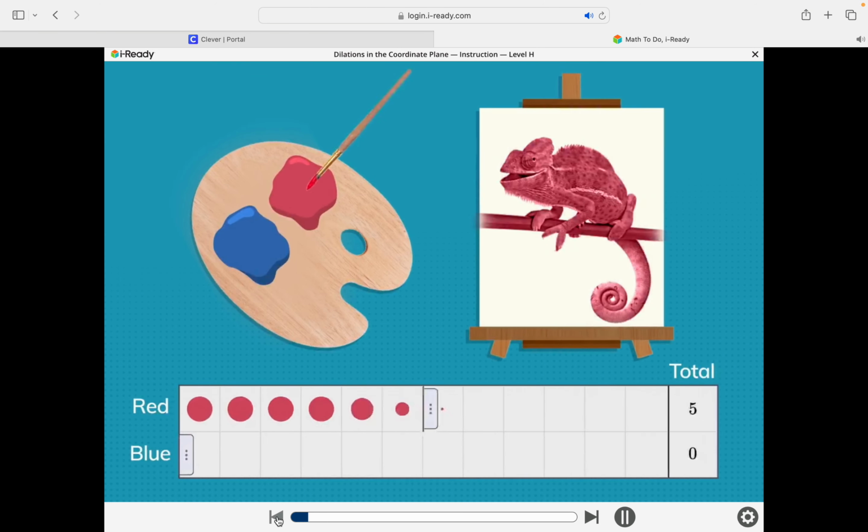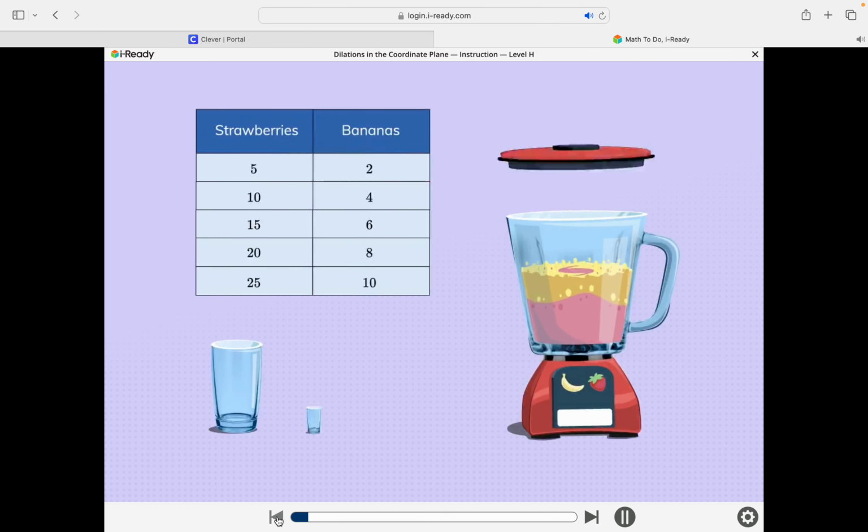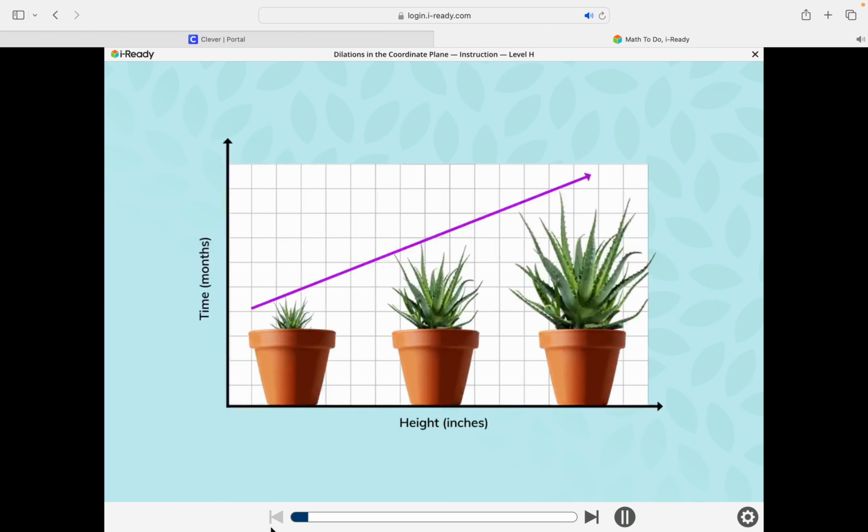Today we are learning about dilation in the coordinate plane.